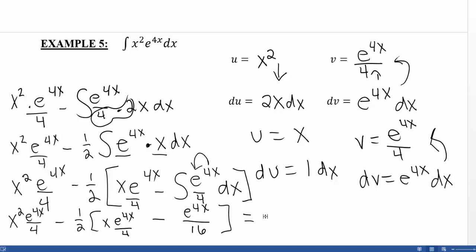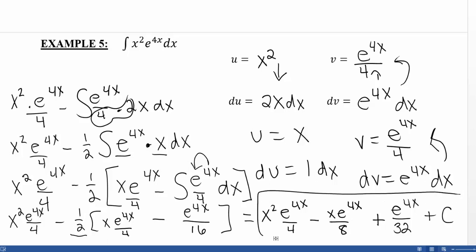So now, last but not least, I need to distribute the negative half that's in front here. So my first term stays the same, x squared e to the 4x over 4. Now, I'm going to have minus, when I multiply the half times the first term, I get x e to the 4x over 8, because I have 2 times 4. And then I'm going to have plus, because the minus in front of the half is going to cancel the minus in front of the last term. And that'll be e to the 4x over 32, because I have 2 times 16. So my final answer looks like this.